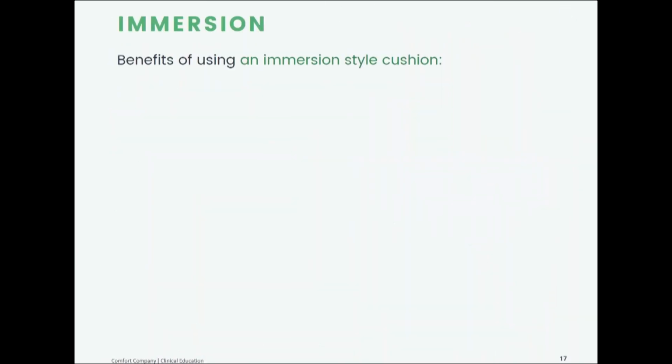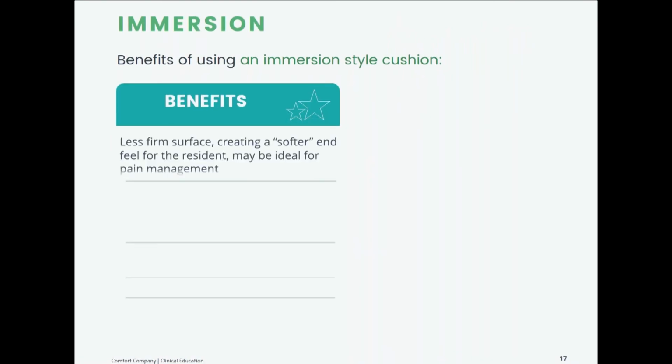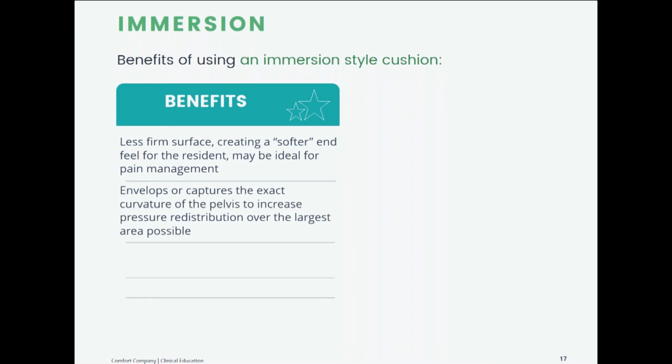So what are the benefits of using an immersion style cushion? Well, the first thing is that it gives you a softer end feel. So when you're dealing with a person that pain is a huge issue, they may prefer this kind of cushion that feels softer and feels better on their bottom. Another benefit of using this style cushion is that, as I said, it envelops, it wraps around the person, it captures their exact curvature, so that instead of just making contact with small areas, it's making contact with the entire surface, the gluteal surface, the entire pelvic surface, and all the way down the legs and throughout the femurs.